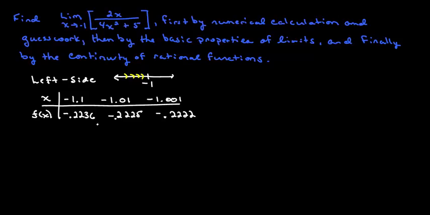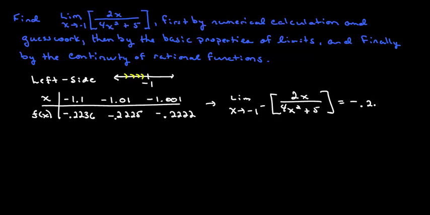But notice that it looks like the trend is getting closer and closer to the following. So we would say the limit as x approaches -1 from the left side of that function is equal to -0.2 repeating is what it looks like. Okay, now that's coming in from the left side. So now let's look at coming in from the right side.